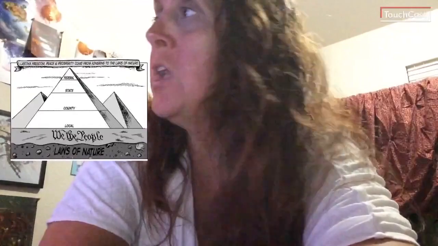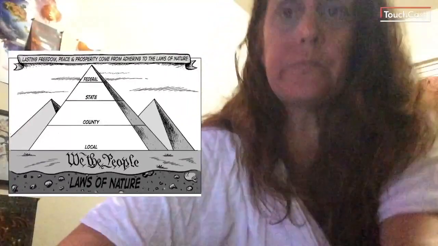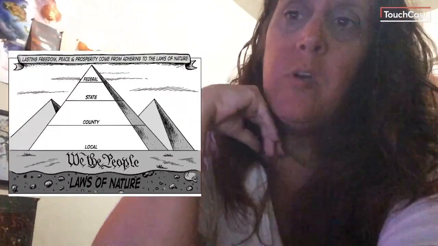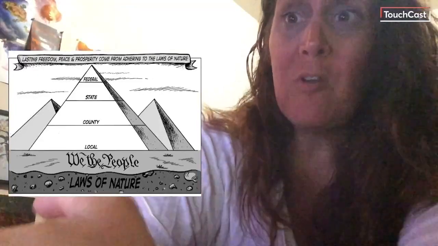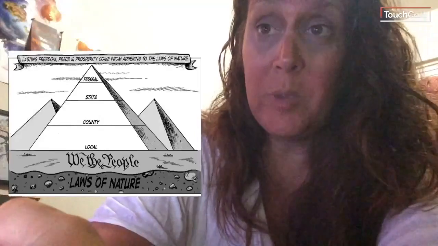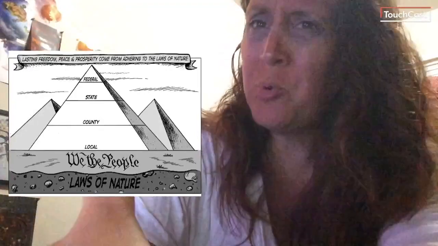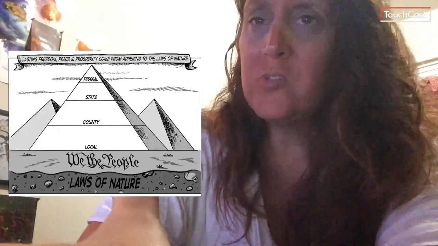Okay, so the next vocabulary word is natural law. Natural law is also called the law of nature. So here we have the law of nature down at the bottom. And then built on top of that, we have the Constitution. And then built on top of that, we have our local, county, state, and federal government. So it is the basis of all of our government. So it's pretty important that we understand what they mean when they say natural law.